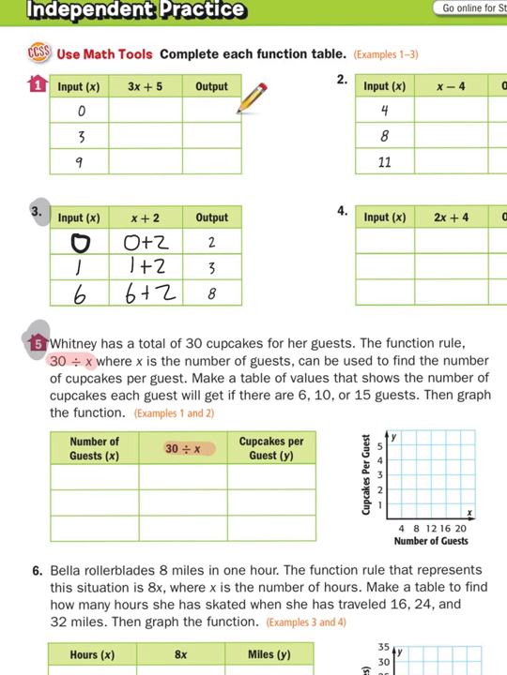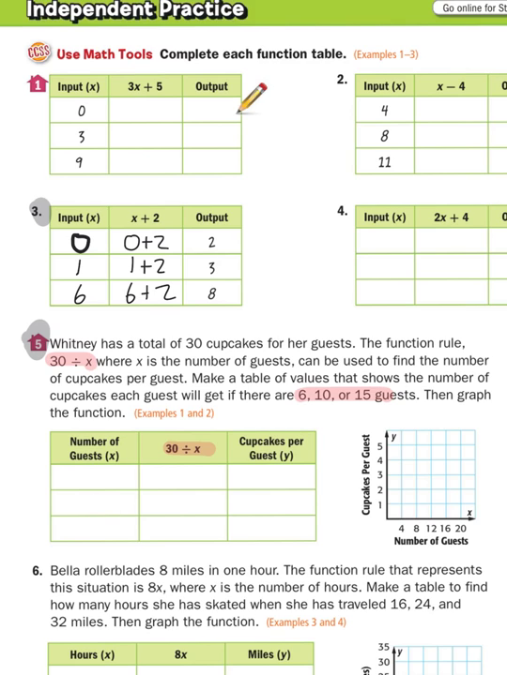Make a table of values that shows the number of cupcakes each guest will get if there are 6, 10, or 14 guests. Then graph the function. All right, so here's the thing. When they give you these values, you have to be careful whether they're giving you the input values or the output values. So it's really important to read the problem. This says that the number of cupcakes each guest will get if there are 6, 10, or 15 guests. So you got to make sure these numbers go where the guests are.